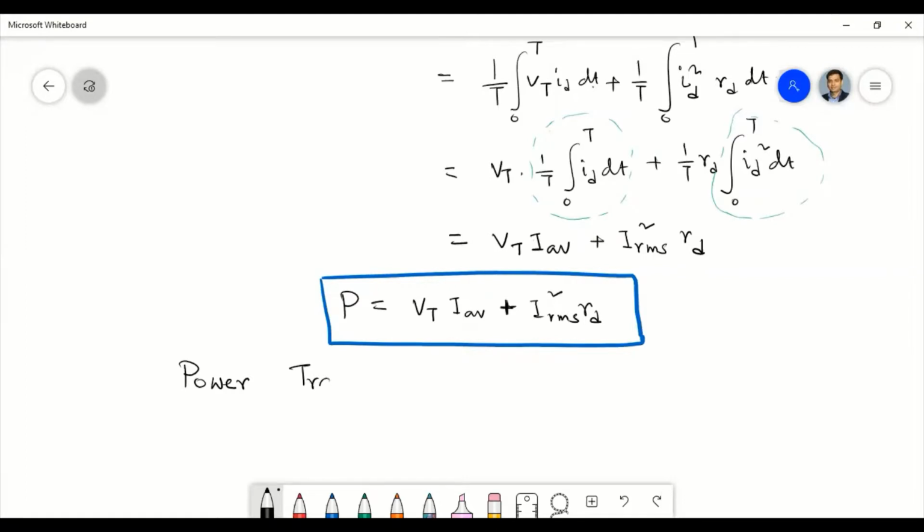Power transistor. If you have any doubt regarding this, you can ask. I have completed the power diode, then I will start the power transistor today.